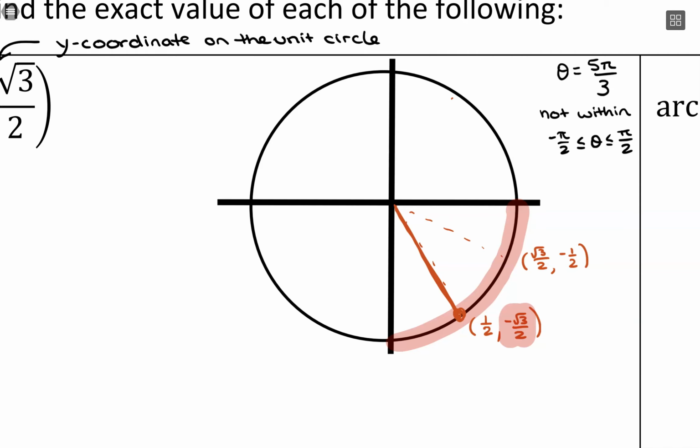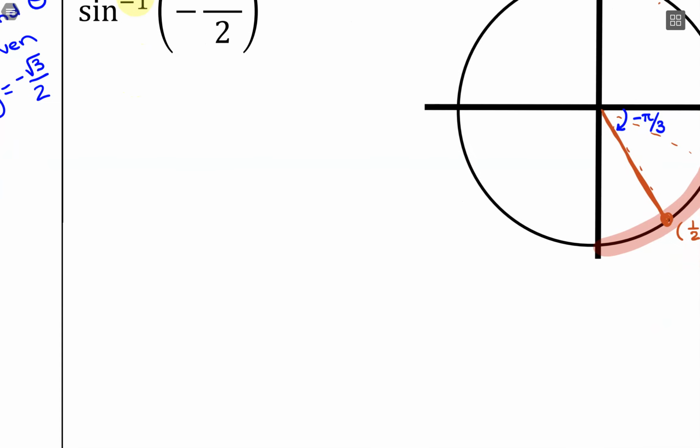So where we have that angle measurement, it's not actually my solution. Instead, what I want to do is go in this direction, the negative direction, to match up with that domain that we're working with. So with this, 1, 2, that's going to be a negative pi over 3. That would be our angle measurement that we would plug in to get that y-coordinate of negative root 3 over 2. So our solution in solving for this inverse sine of negative root 3 over 2 is exactly equal to the angle measurement negative pi over 3.